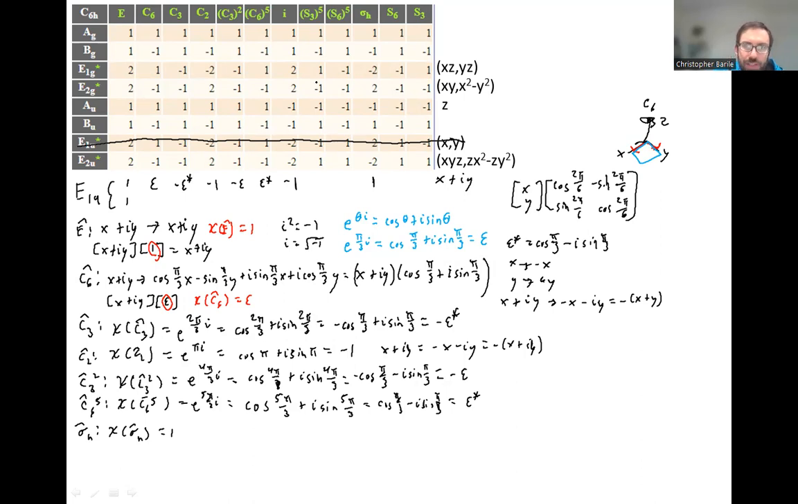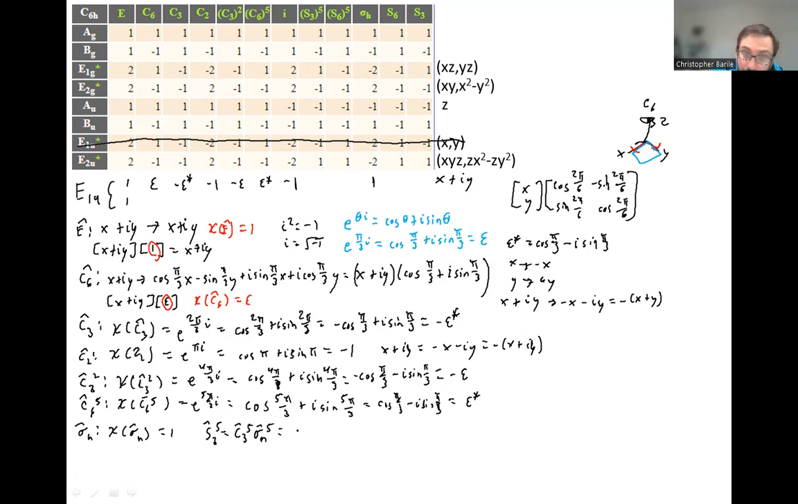And now that we figured out that sigma h doesn't do anything, we do the same old trick that we always do. We have this S3 5 times. And so we know that an S3 5 times is just equal to a C3 5 times followed by sigma h 5 times.